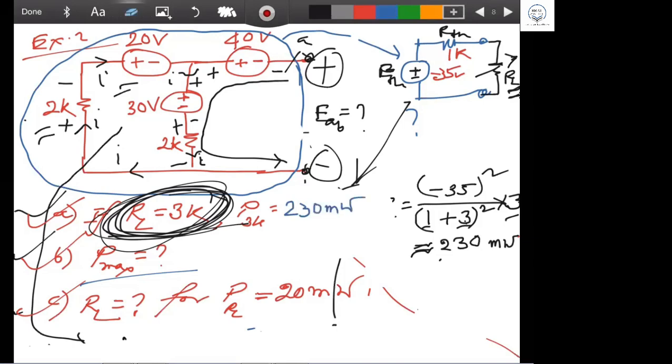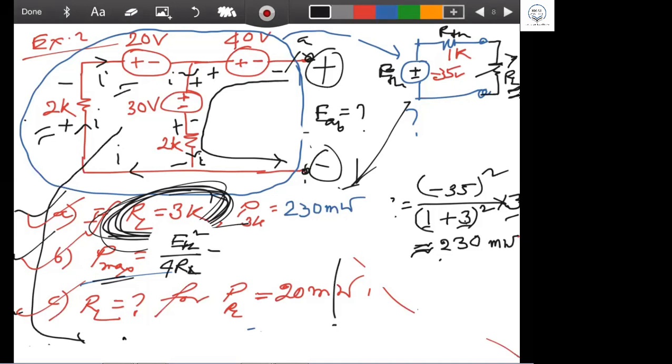Go to Pmax, the second part of the question. Pmax equals what? What is the equation for Pmax? V square by 4R. Good, absolutely. V is E Thevenin, so V square means E Thevenin square. Then E Thevenin squared by 4 R Thevenin. RL or R Thevenin, whatever you say, because they are the same for maximum power.